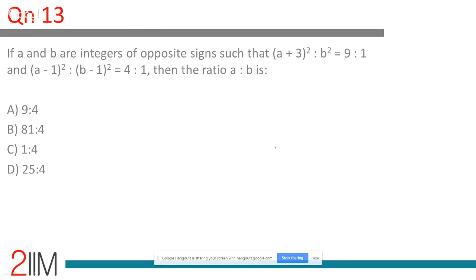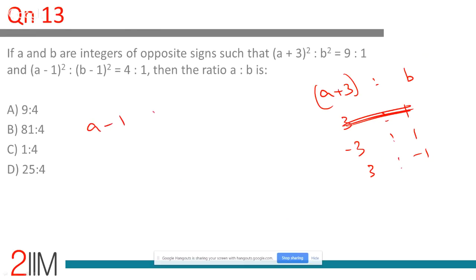A plus 3 the whole square. So a plus 3 is to b should be 3 is to 1, or minus 3 is to 1, or 3 is to minus 1. So minus 3 and 1, or 3 and minus 1. Or a minus 1 to b minus 1 is 2 and minus 1, or minus 1 and 2, but these are ratios.